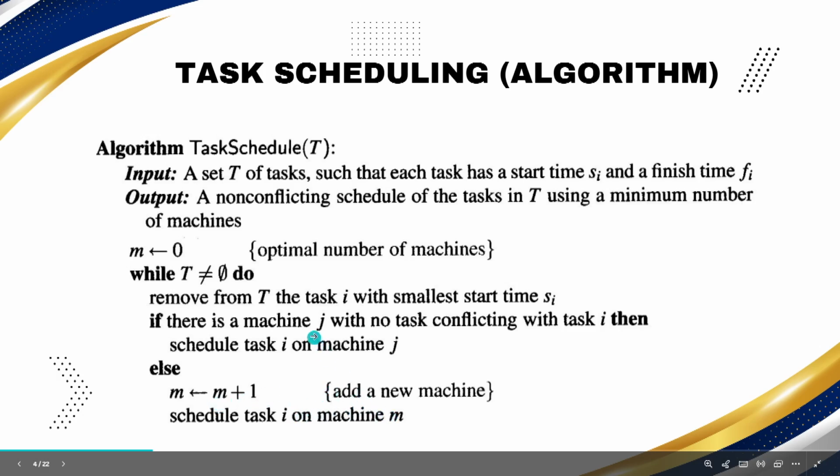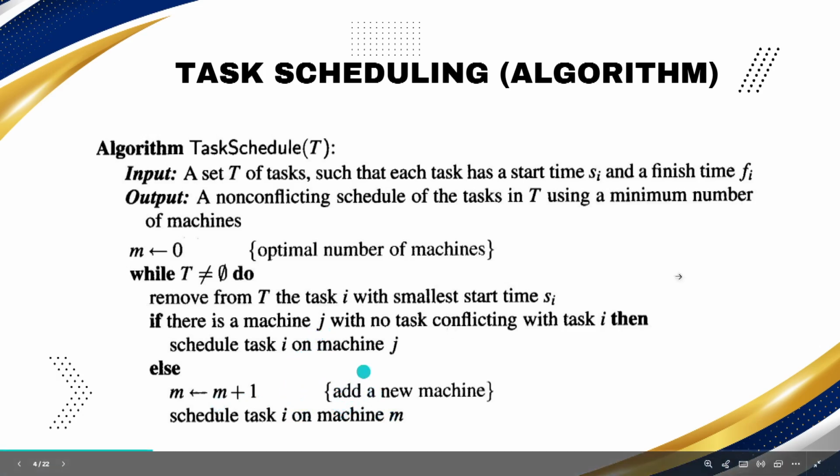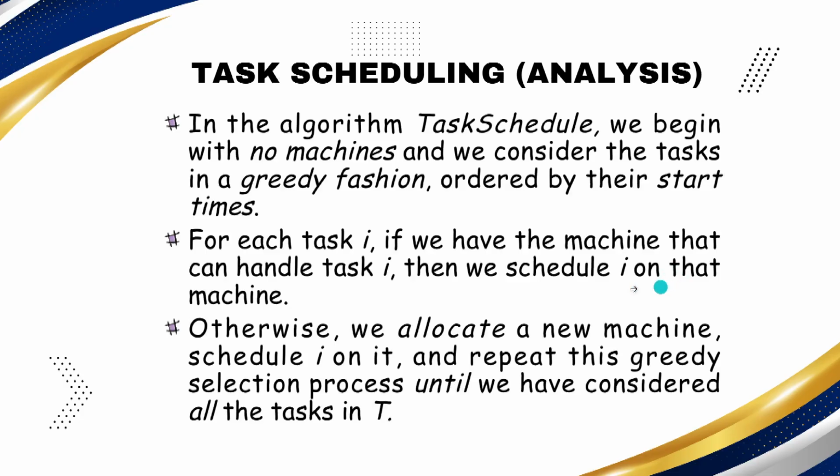So, we say that m becomes m plus 1 and schedule the task onto the new machine. If the existing machine is free, then we will be using it, or else we will be assigning the task to a new machine. So, our objective here is to complete the task before the said finish time. And so, when we analyze the task scheduling algorithm, initially we begin with no machines and we try to pick up the tasks in a greedy fashion.